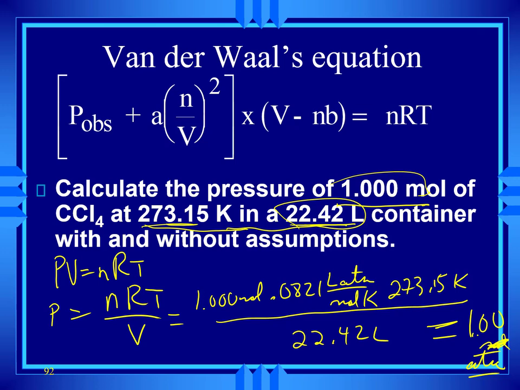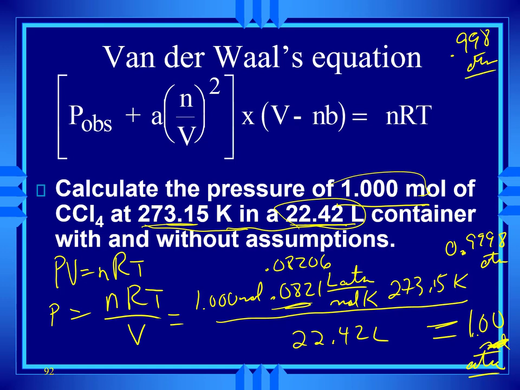Now, what I don't like is that my R is limiting my sig figs. Everything else has got 4 sig figs. My R only has 3. So with 4 sig figs it's 0.08206 instead of 0.0821. And if you do that, you get 0.9998 atmospheres, which is pretty close to 1. So we got 0.998 atmospheres.